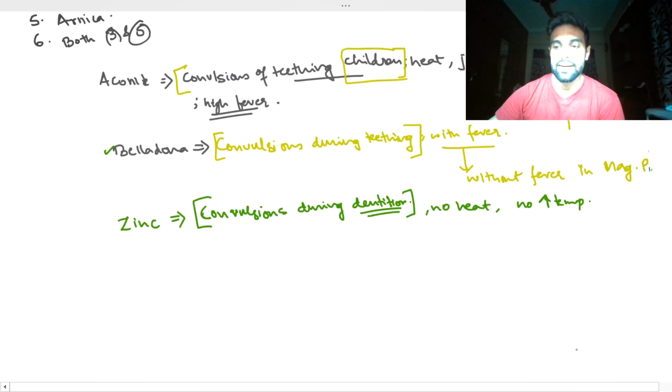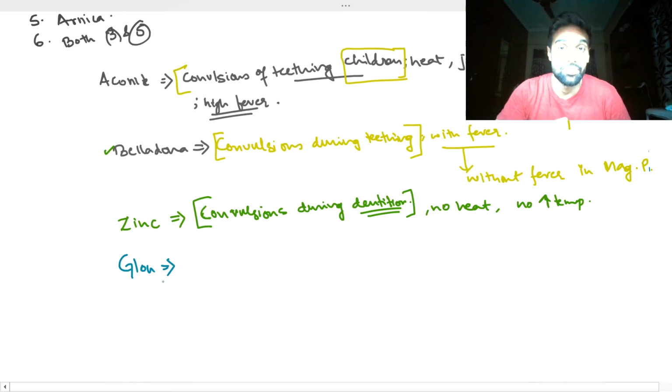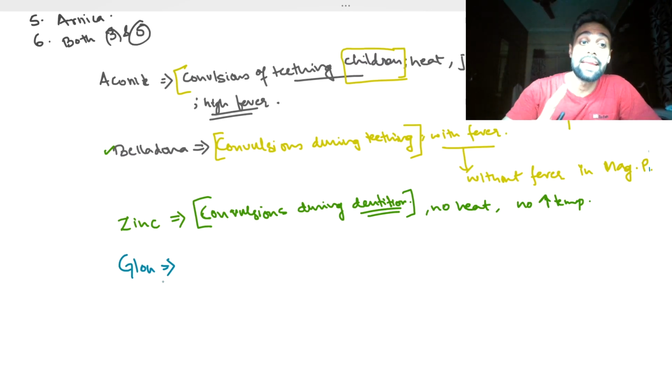Now let us see what is written in Glonoin. So in Glonoin, the convulsions of children from cerebral congestion, meningitis during dentition, cases that seem to call for belladonna. Now don't get confused. If this is the line in your MCQ, convulsions in cases that seem to call for belladonna, and in the options there is belladonna, then that is a very tricky MCQ. Don't get tricked. Don't make this silly mistake that since belladonna has been mentioned in the MCQ, the answer will be belladonna. No, this is a line from Glonoin.